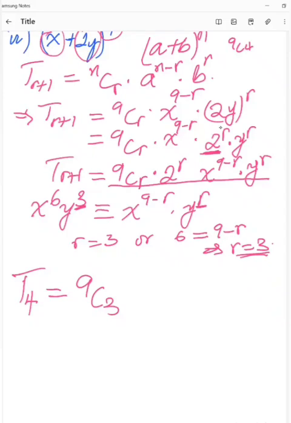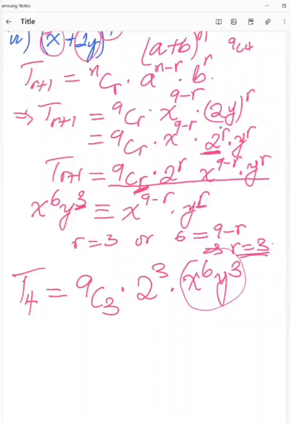Now we're replacing r, which is 3, times 2 to the power 3 times x to the 9 minus 3. So r is 3. So x to the 9 minus 3 now is x to the 6th. And then y to the r, and r is 3. So this is the term in x to the 6th y cubed, and we are seeking to find the coefficient. So this expression here is the coefficient that we are looking for.